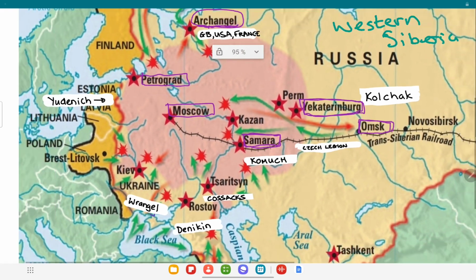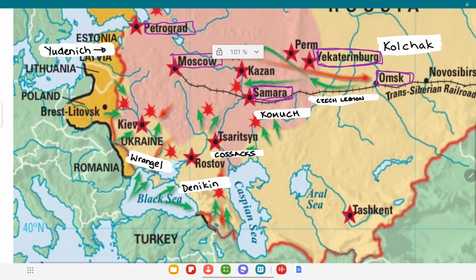Over in the Black Sea area, this is the Crimea. You've got Wrangel, another general, and Wrangel and Denikin didn't work too well together, which is another thing that sometimes you can talk about. If these guys had combined their efforts, they probably could have made more of a push here.